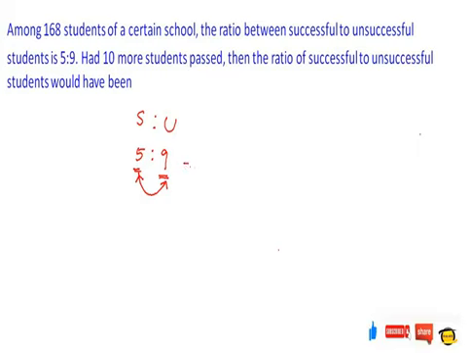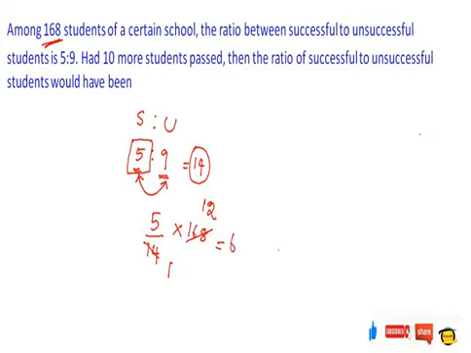So if we take 14 students, out of the 14 students, 5 are going to be successful, right? So what is the fraction of successful students then? 5 out of 14. And what is the total number of students who are writing the exam? 168. So times this with 168. Now if we simplify, 1 14s are 14, 12 14s are 168. So the number of students who are successful is 60.